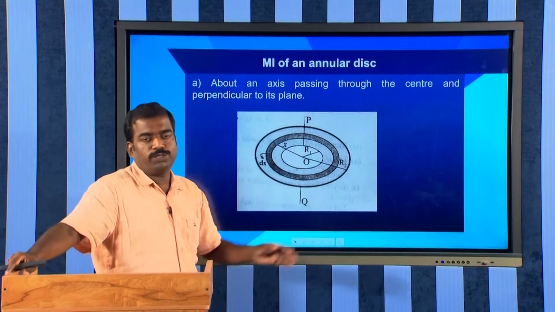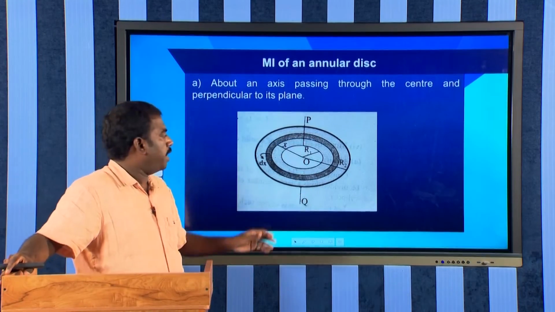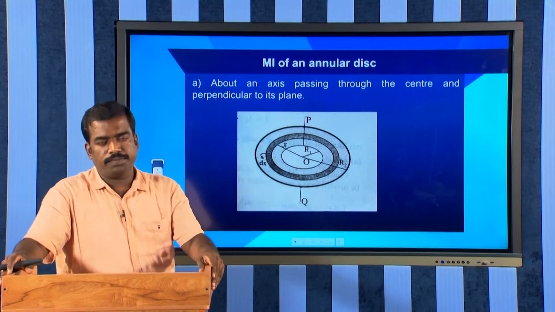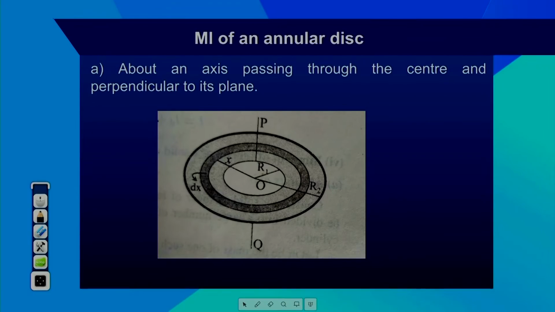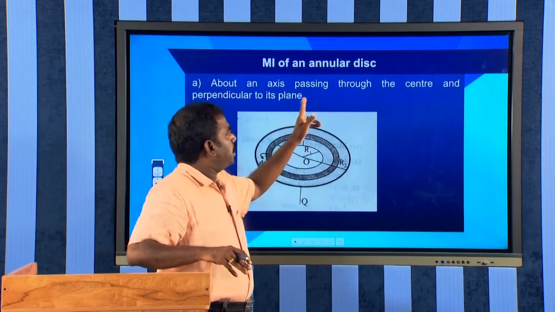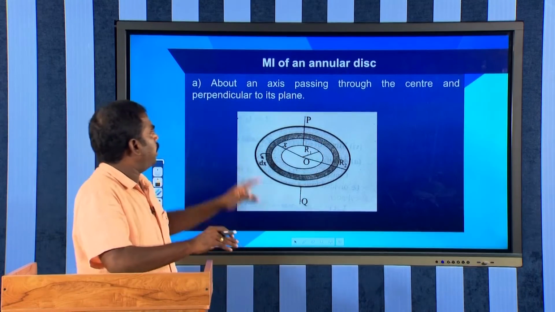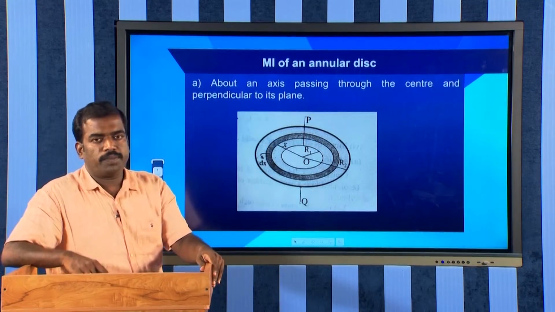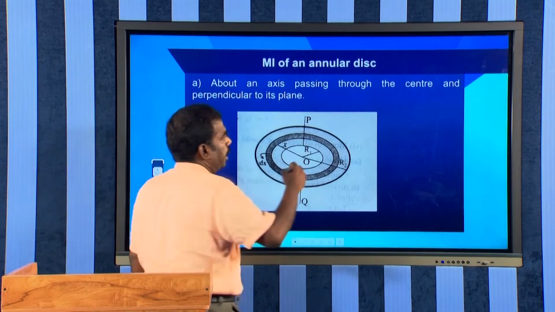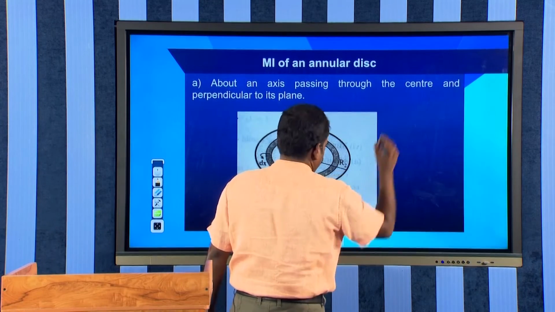You know what an annular disk is? It is similar to a circular disk, but a small portion has been removed from the center. This is the shape of an annular disk. Here also the treatment and steps are the same as for the circular disk. First, we need to find the moment of inertia of an annular disk about an axis passing through the center and perpendicular to its plane. Here also we are considering an annular disk of mass capital M.